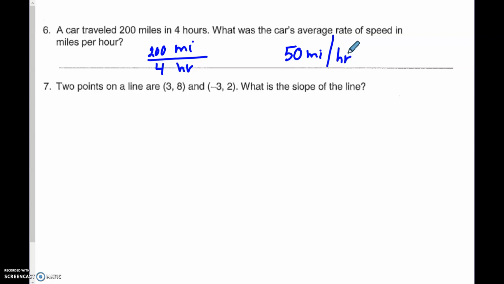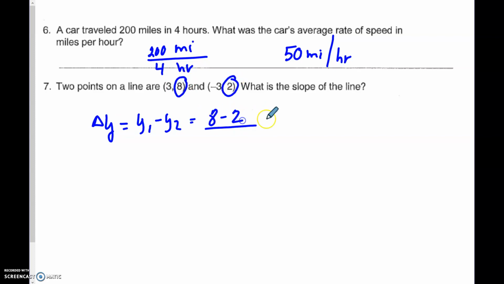Two points are given. What is the slope? So remember, slope is change in y, which means you're going to take your two y values and subtract them. That's what goes on top. So y and y, 8 minus 2.